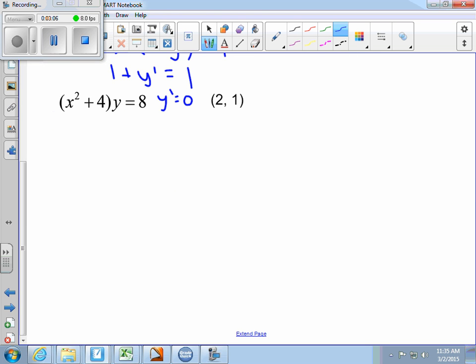I need a product rule. I could distribute and then do a product rule, or I could do a product rule. Either way, I've got to do a product rule. So left, d right. I'm going to use dy dx since I used y prime last time. Do a little bit of both. Plus right, d left.